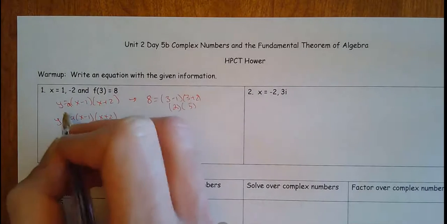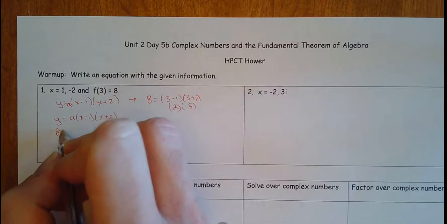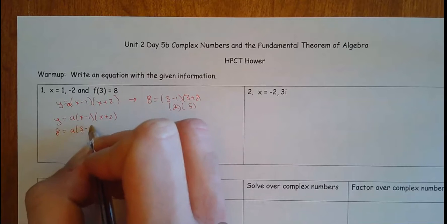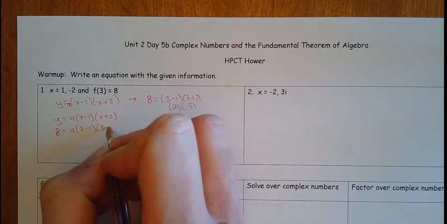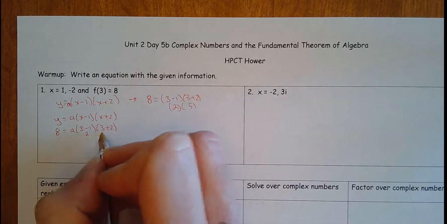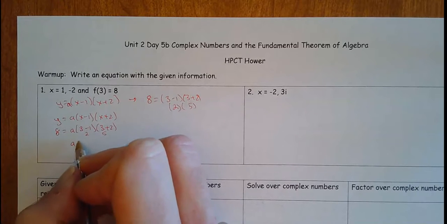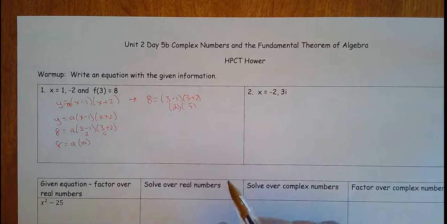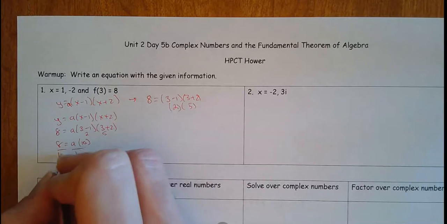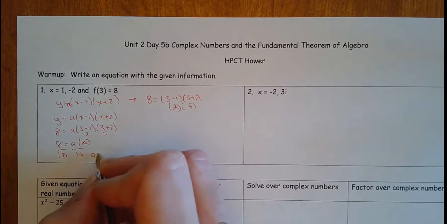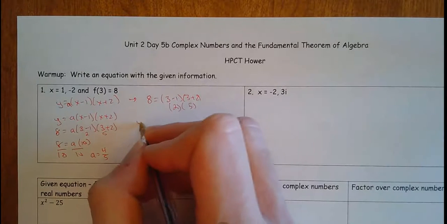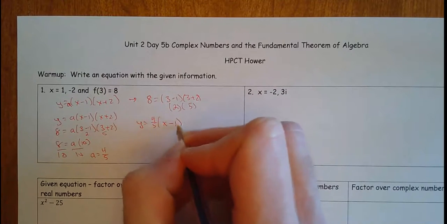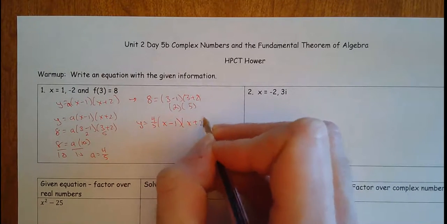we'll say a times x minus 1 times x plus 2. Now let's plug it in. So I'm going to plug in 8 for y. That equals a times 3 minus 1 times 3 plus 2. And this is 2 times 5, so it would be a times 10 equals 8. So if I divide both sides by 10, that means a must equal 4/5. So y equals 4/5 times x minus 1 and x plus 2.